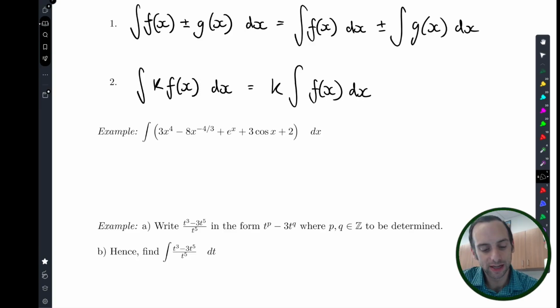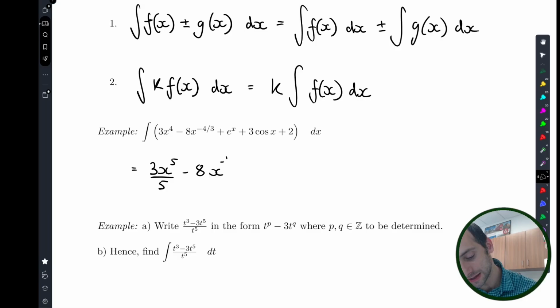So we can integrate 3x to the power 4 minus 8x to the negative 4/3 plus e to the x plus 3 cosine x plus 2 dx all in one line here. We just go term by term. So we go 3x to the 5, increase that exponent by 1, divide by the new exponent, minus 8x to the negative 1/3, that's coming from negative 4/3 plus 1, and then we'll divide by that negative 1/3, we'll clean that up in a minute. The integral of e to the x just stays e to the x.